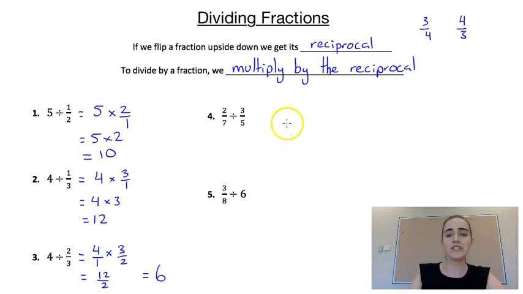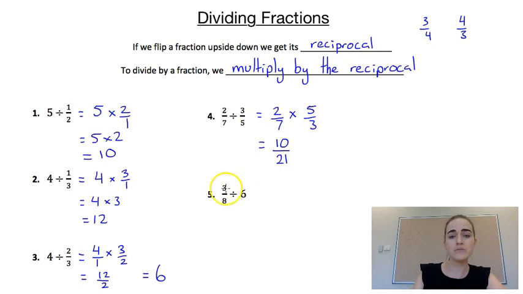Okay, we've got 2 more questions. In this one, we've got 2/7 divided by 3/5. Our first fraction is just going to stay the same, but instead of dividing by 3/5, we're going to times by 5/3. Then we multiply the numerators, so 2 times 5 will give us 10, and 7 times 3 will give us 21.